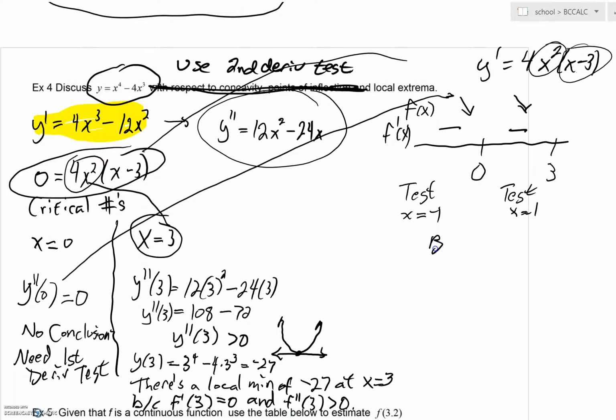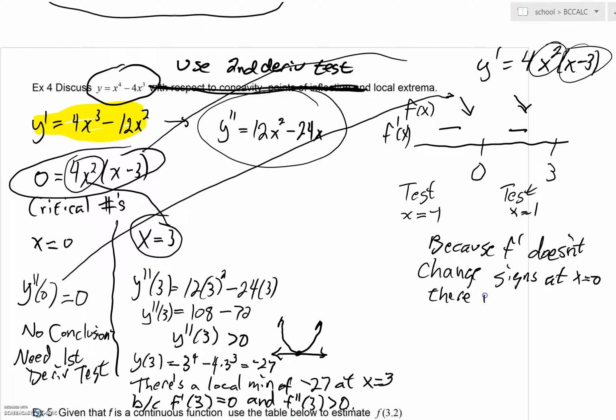We can say because f prime doesn't change signs at x equals 0, there is no extrema there.